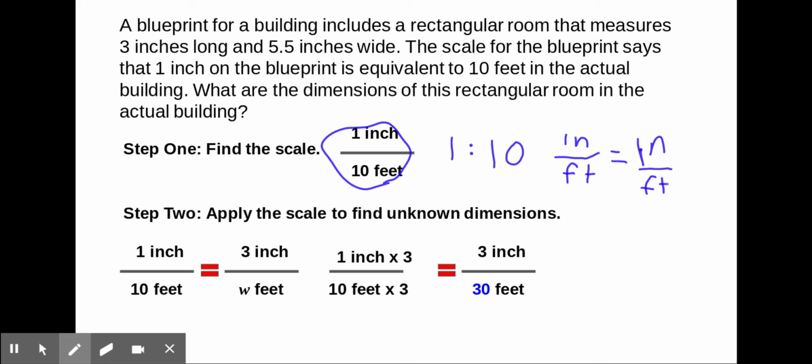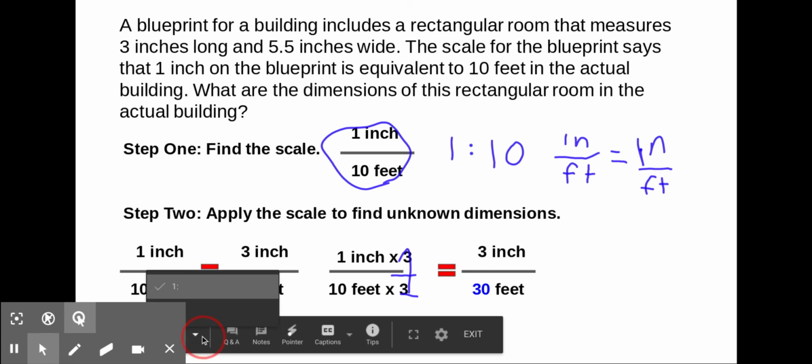And so when we look at step 2 and we see everything being applied here, we see that 1 times 3 is 3 inches, and 10 times 3 is 30. And remember, when we multiply times 3 here, we're not changing anything because this is essentially multiplying by 1, because 3 divided by 3 is 1, as we've talked about before. And so we got our first dimension. The width is 30 feet. Okay, let's go to our next slide here.